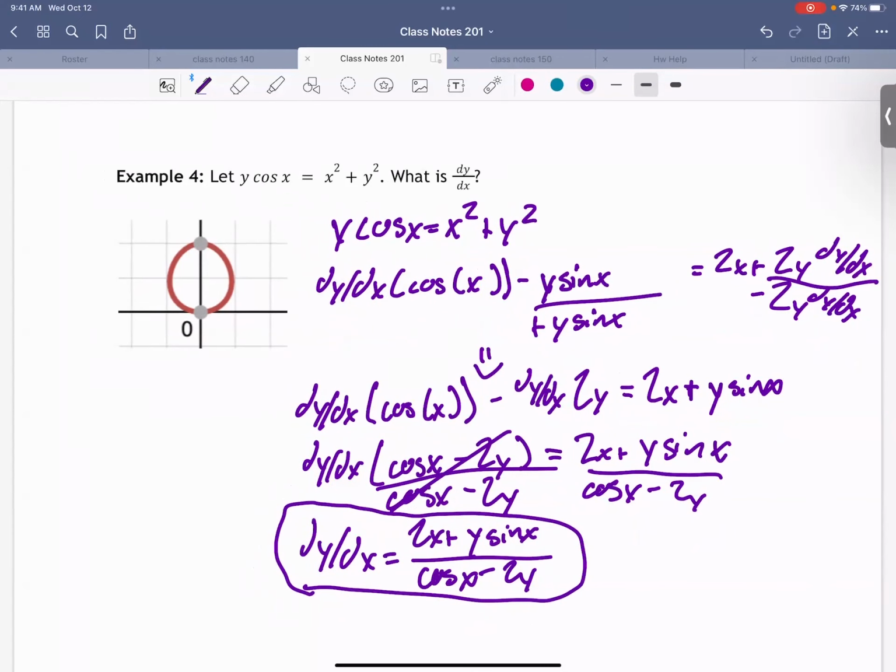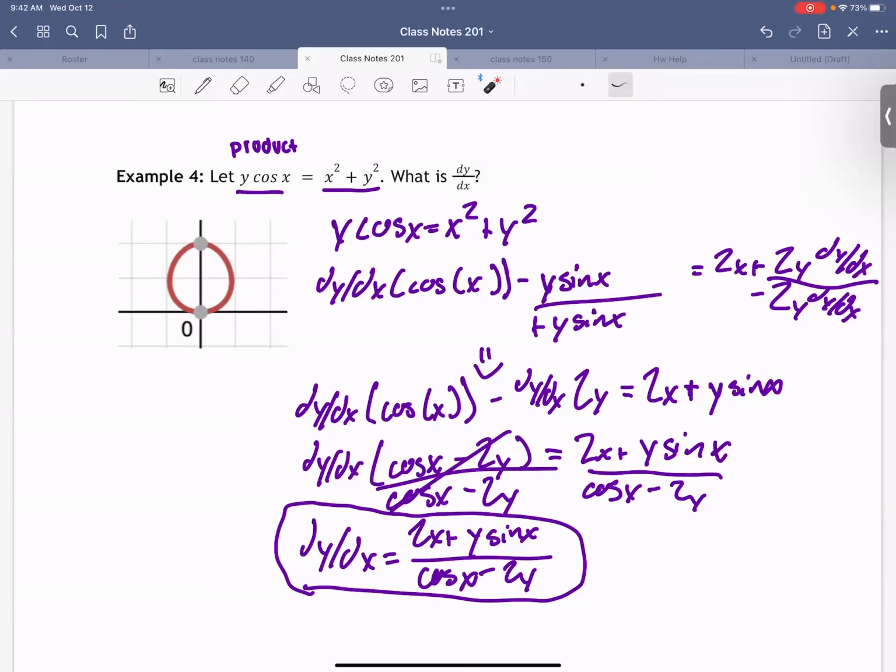On the left-hand side, it looks like we have a y times a function, right? Whenever we have multiplication, what rule are we going to use? Product rule, right? So on the left-hand side, you probably should use the product rule. And on the right side, we have addition, and there's really no rules surrounding that. So we're actually just going to take the derivative of the right-hand side.